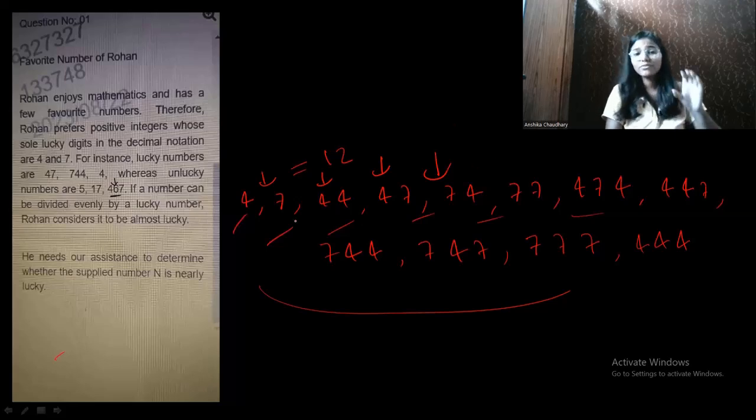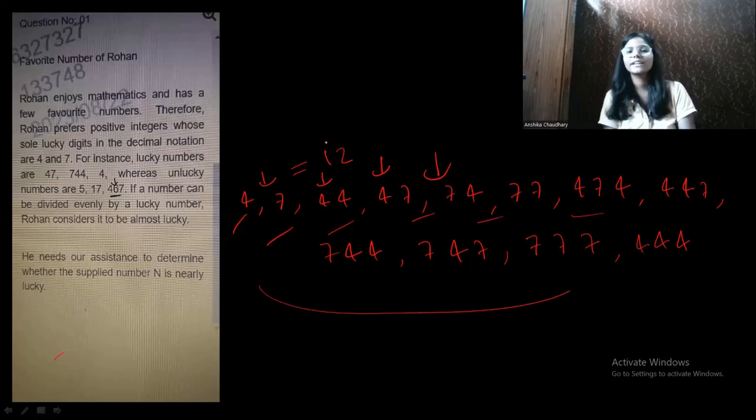So if the whole array of lucky numbers is traversed and we find that the number is not divisible by any number in the lucky number array, we can say that the number is not nearly lucky or almost lucky. So we will return 0, and if it is almost lucky, then we will return 1. Okay, so now let's code it.